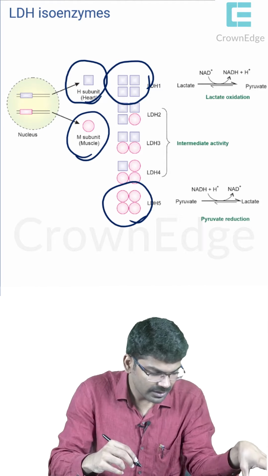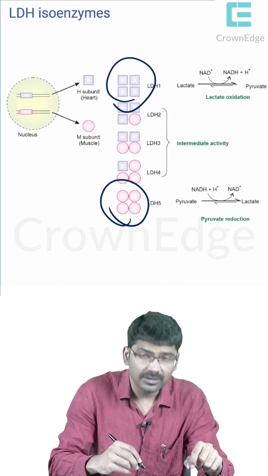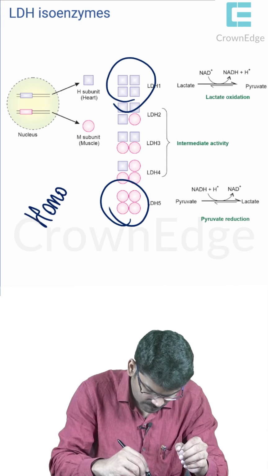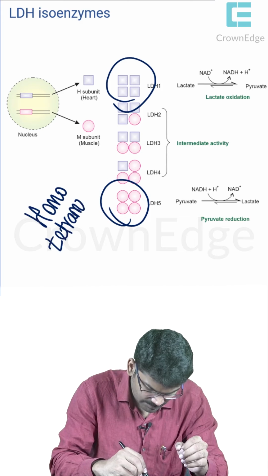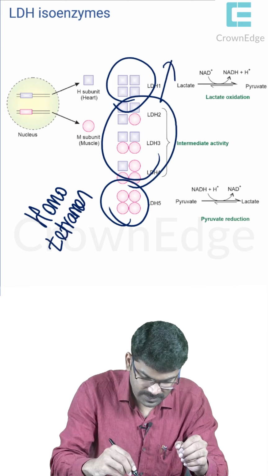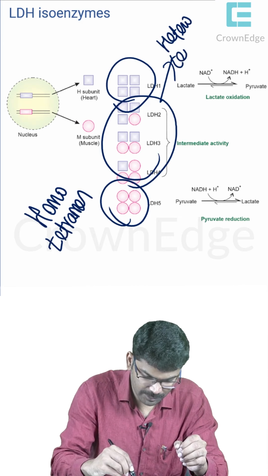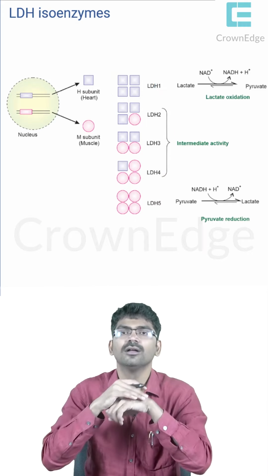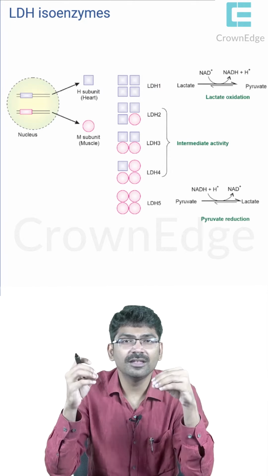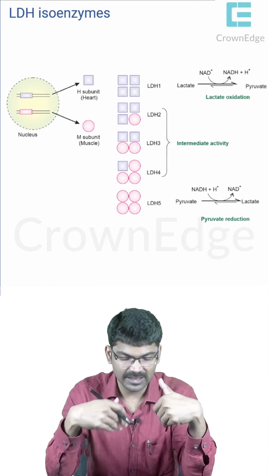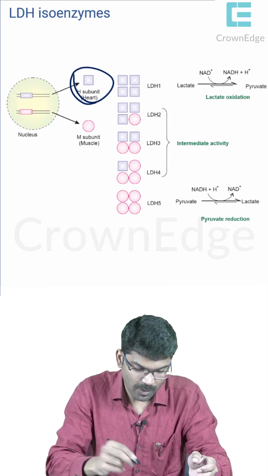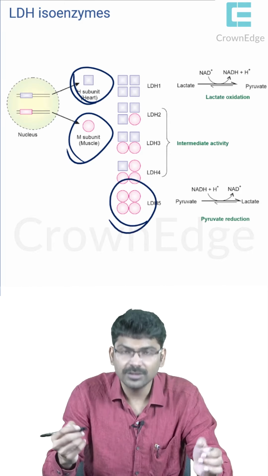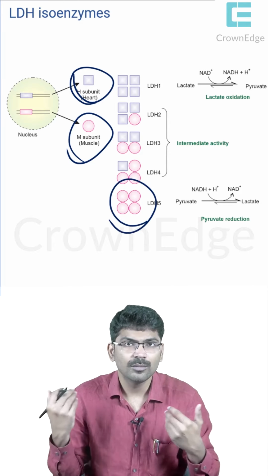So we can say that LDH1 and 5 are homotetramers. Homo means same, right? 2, 3, 4 are heterotetramers. Are you understanding this term? Homo and heterotetramer? Good. So isoenzymes differ in their organ distribution. That is clear by seeing them. Because one is made of H subunit, and this is made up of M subunit, obviously LDH5 will be in muscle, right?